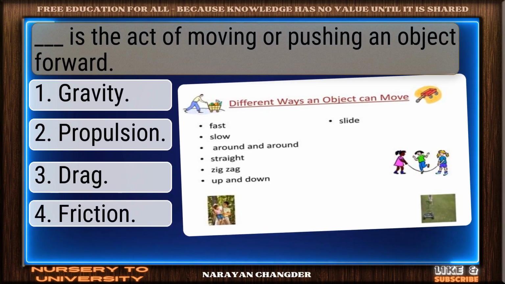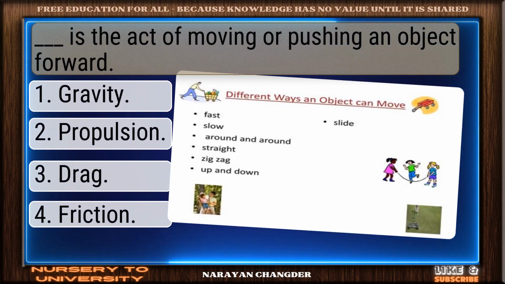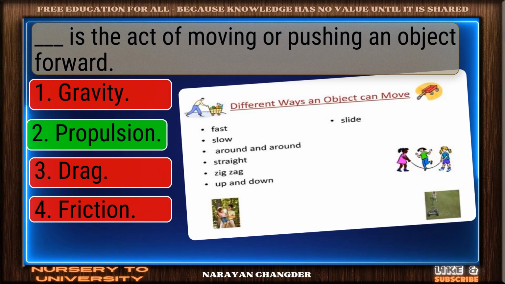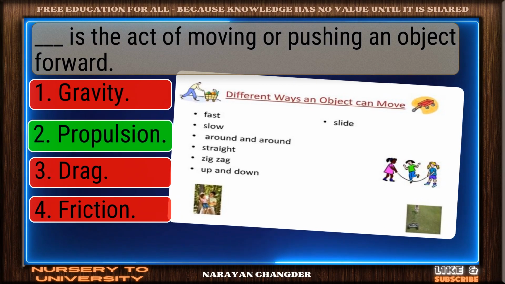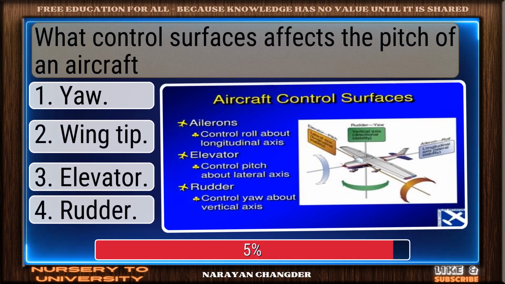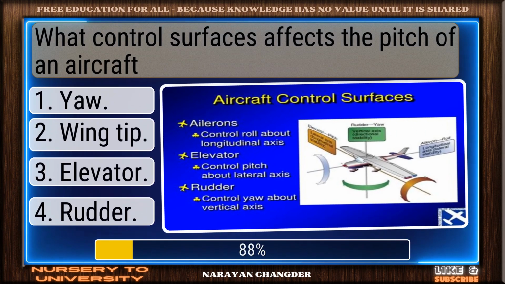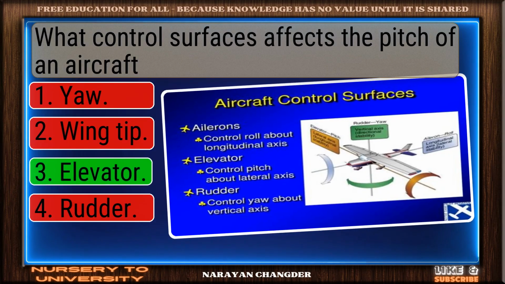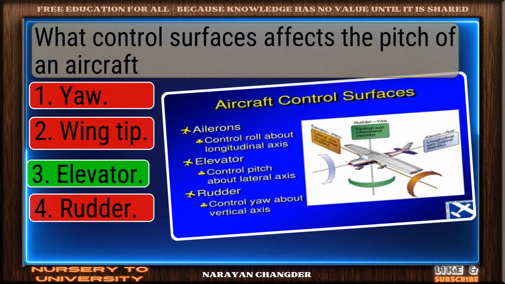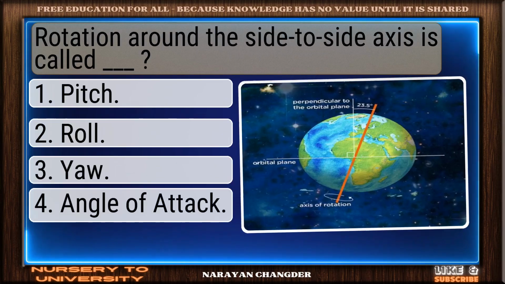Dash is the act of moving or pushing an object forward. Excellent. Propulsion is a brilliant choice. What control surfaces affects the pitch of an aircraft? Clear logic. Your choice, elevator, is sound and 100% true.